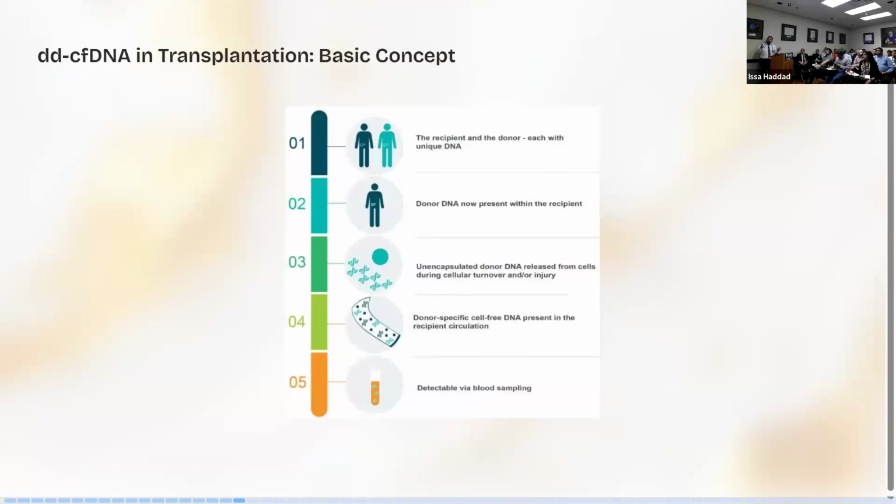Putting it simply, you have a transplanted kidney, so the recipient will now have donor DNA. Whenever there is injury to the allograft, this DNA will get released and it will be detected in the bloodstream of the recipient.